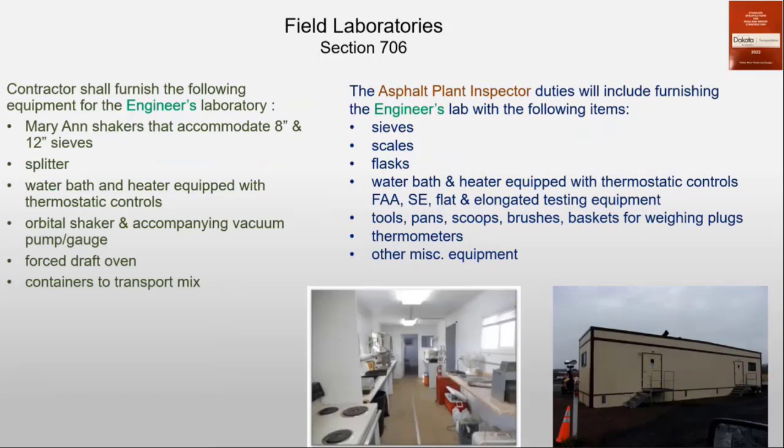So moving on from there. In our laboratory, the QA laboratory, the contractor will have to furnish some equipment according to the specifications, some of the bigger equipment like the shakers, the ovens, and water baths, and things like that. Some of the things that we have to provide are the sieves. The district materials lab will have the sieves, scales and flasks calibrated, and the FAA equipment, the sand equivalent, things of that nature, and all the other miscellaneous stuff, like thermometers.